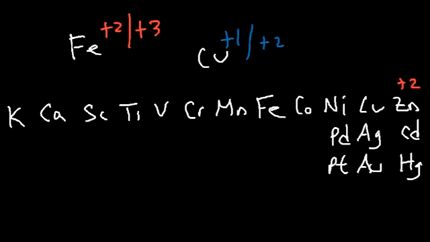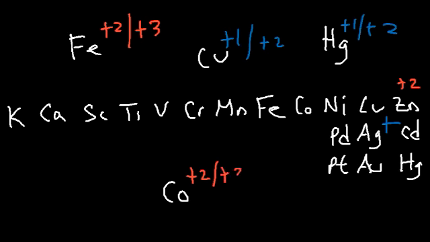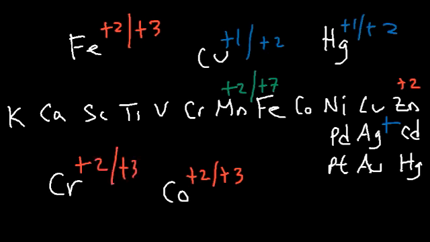Same is true for cadmium. Silver is usually +1. Gold could be +1 or +3. Mercury could be +1 or +2. So you need to know the charges of some of these ions. Cobalt is usually between +2 and +3. Manganese could vary from +2 to +7. Chromium, typically as a monatomic ion, +2 and +3. So those are the transition metals.